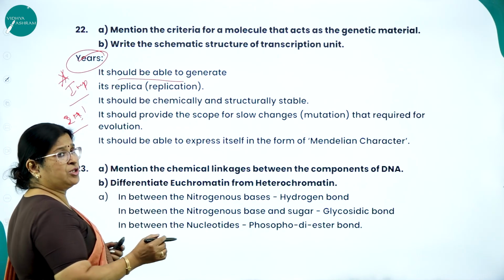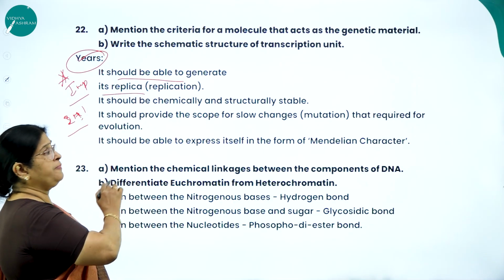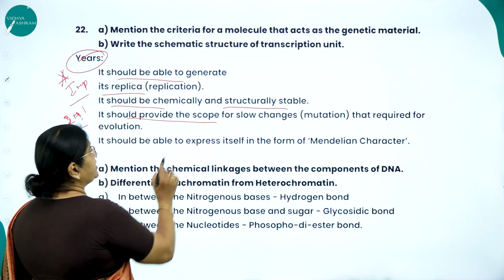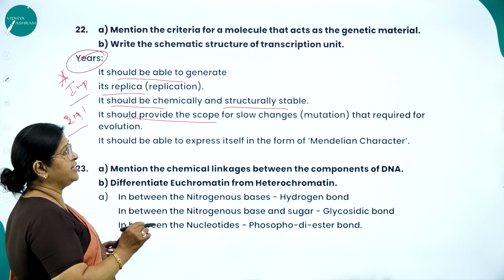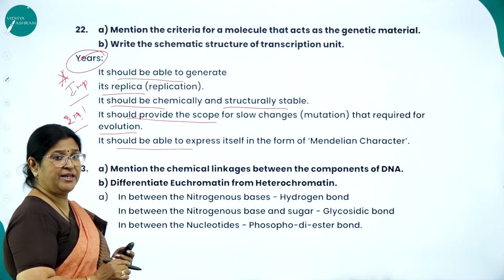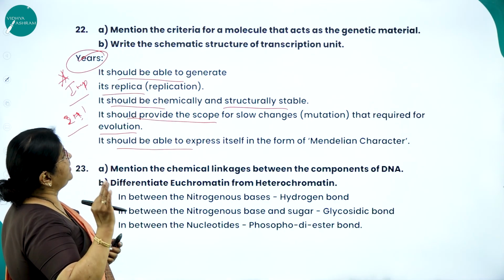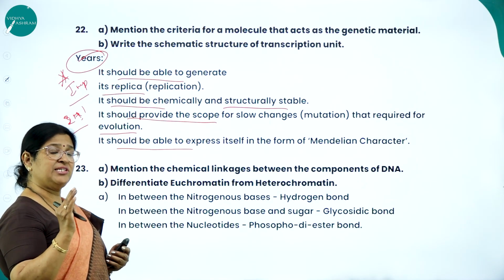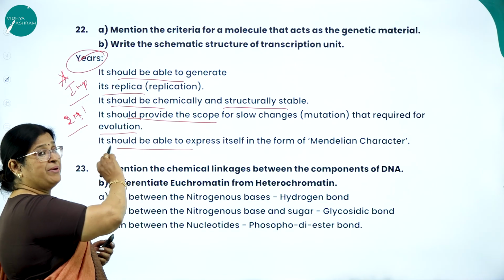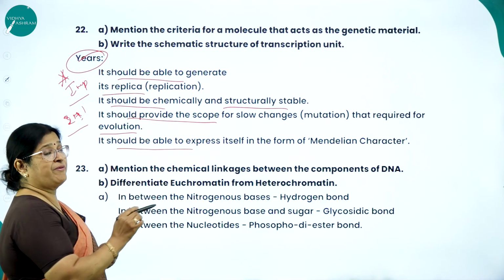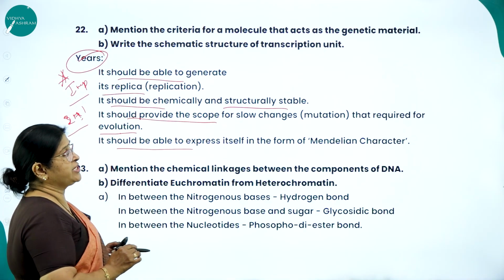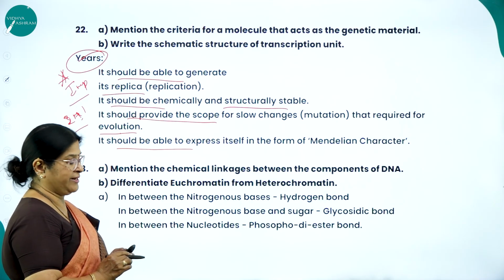It should be able to generate its replica. It should be chemically and structurally stable. It should provide the scope for slow changes or mutation that are required for evolution. It should be able to express itself in the form of Mendelian characters. So what are the criteria for a molecule to act as genetic material? It should be able to generate its replica, be chemically and structurally stable, provide the scope for slow changes required for evolution, and express itself in the form of Mendelian characters.